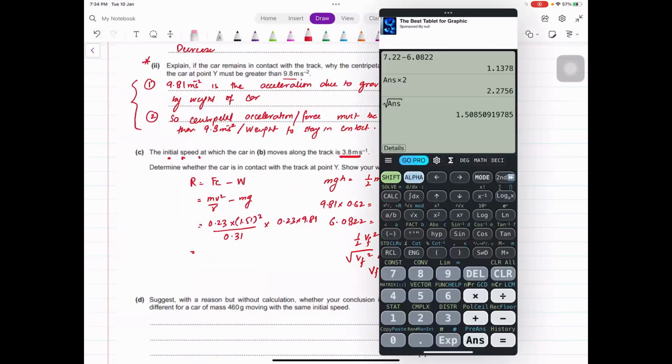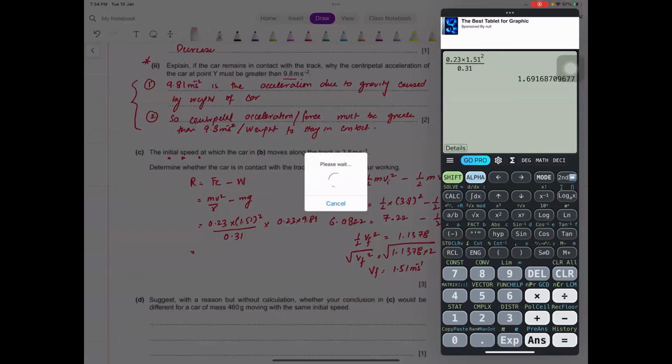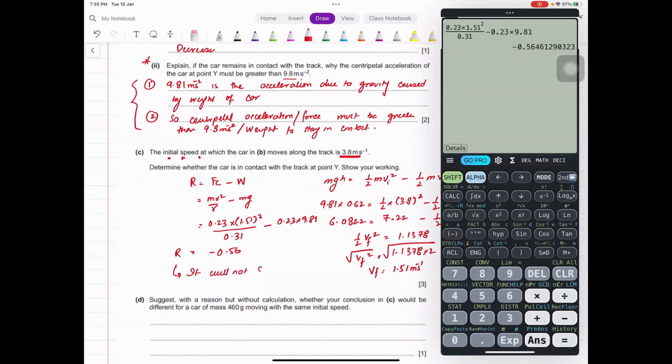So then it's going to be 0.23 times 1.51 squared divided by 0.31, and oopsie, minus, it should be minus 0.23 times 9.81. Now, yes, the answer is minus 0.56. Now, because the reaction is negative, it means it will not stay in contact. The reason is that Fc is now less than the weight. Yes, please.